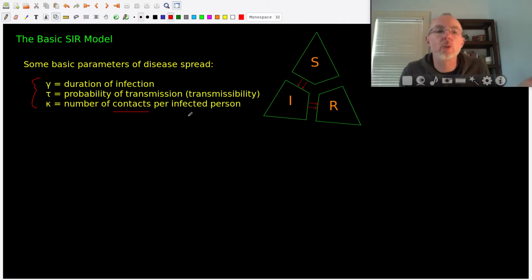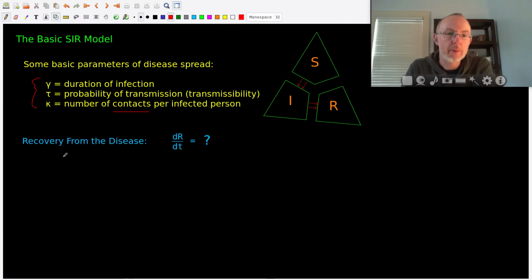But we're going to assume it's constant and just take it as a value that gets fed into our model somehow. And again, just to emphasize, all of these things that we do are simplifications so we can make progress. Perhaps the simplest place to start is actually at the end and think about recovering from the disease. So how do we recover from the disease?